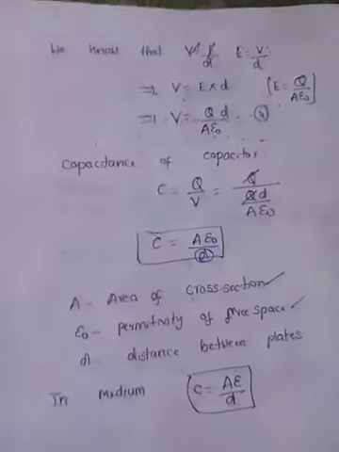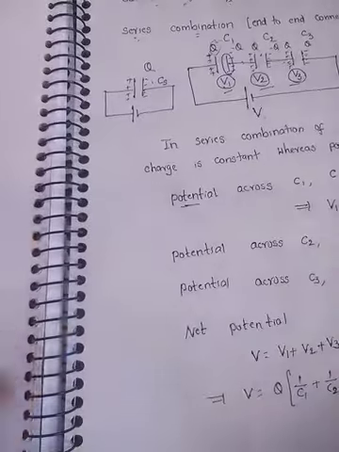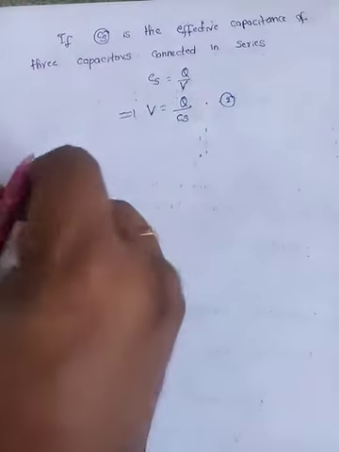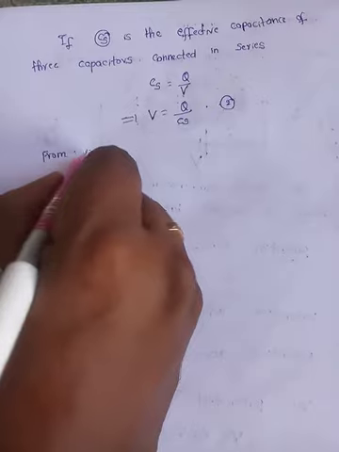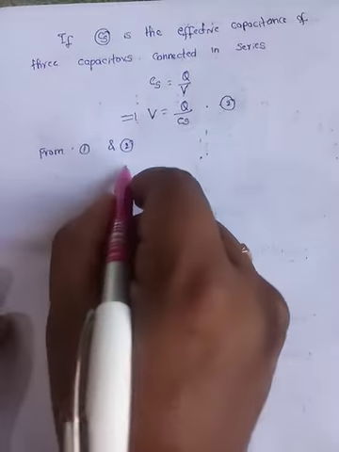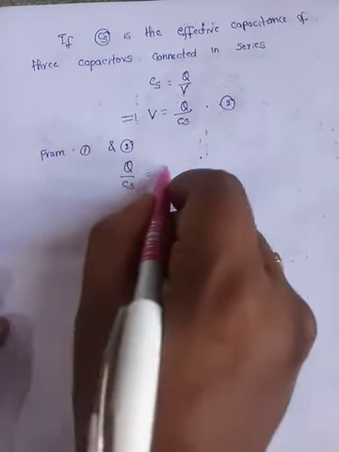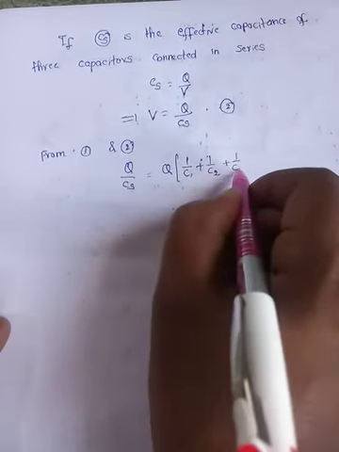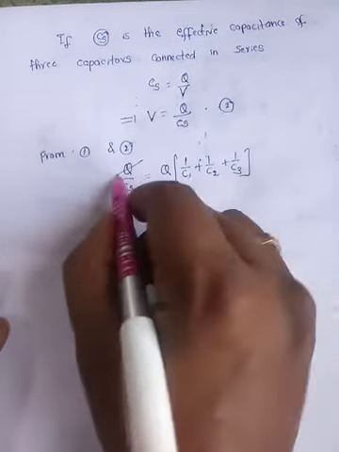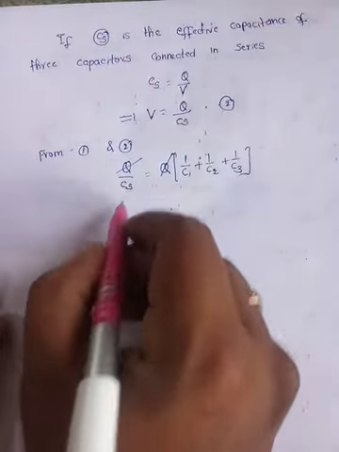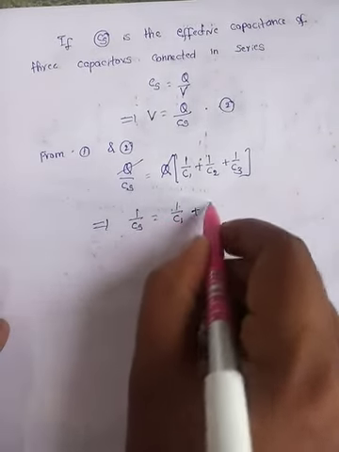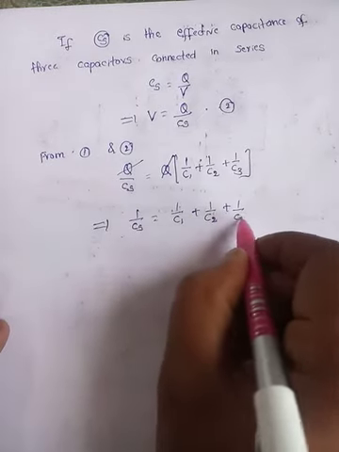So here we got an equation that V is equal to Q into 1 by C1 plus 1 by C2 plus 1 by C3. We can compare these two equations, 1 and 2. Substituting V, Q by CS is equal to Q into 1 by C1 plus 1 by C2 plus 1 by C3. Q cancels. Here we get 1 by CS is equal to 1 by C1 plus 1 by C2 plus 1 by C3.